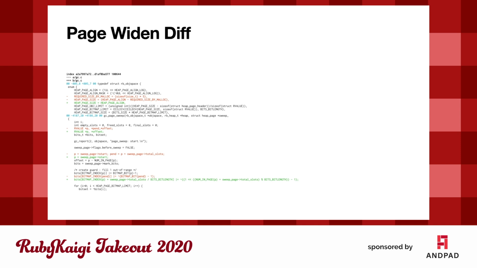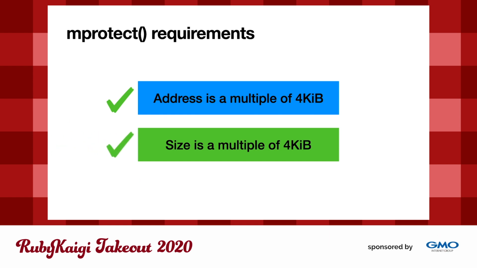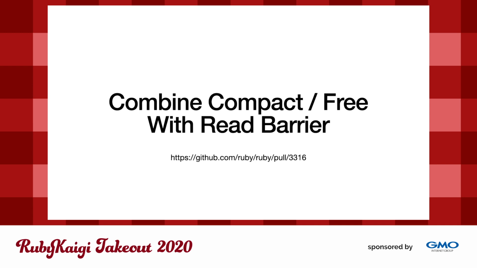Anyway, this is the whole patch. The important part is here. Heap page size is now the same as heap page align. Now the page addresses are multiples of 4 kilobytes and the size is a multiple of 4 kilobytes, so we can use mprotect. I made a pull request here that uses mprotect to implement a read barrier and combines the compact and sweep. The PR is here.